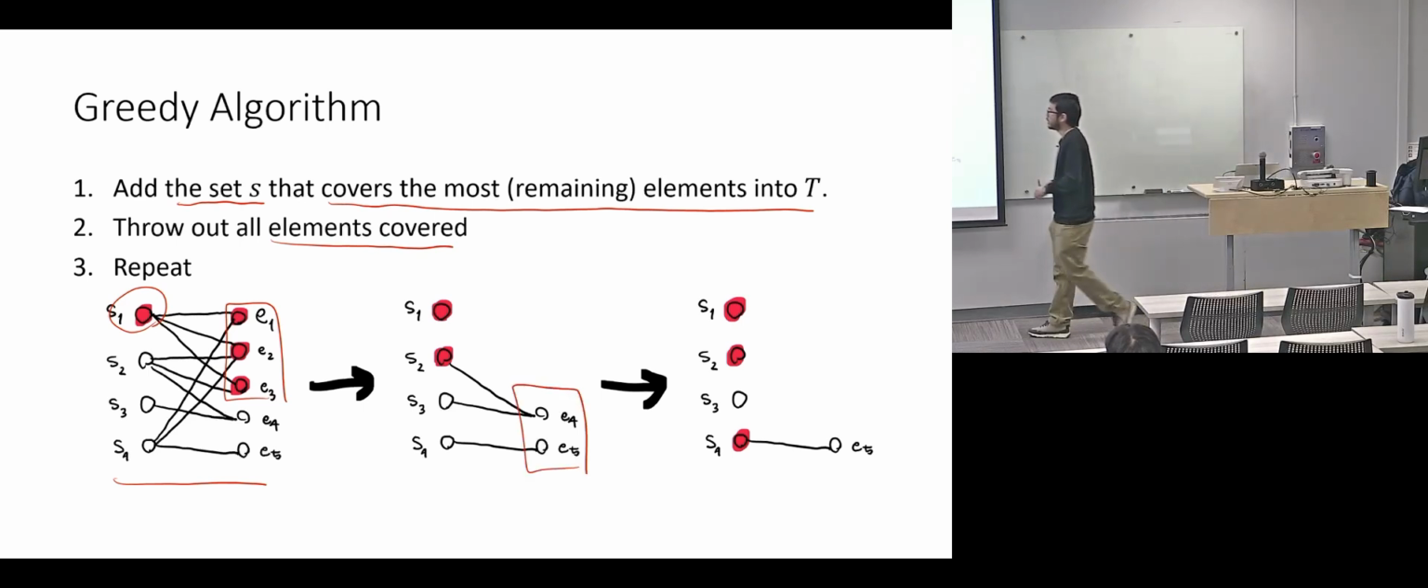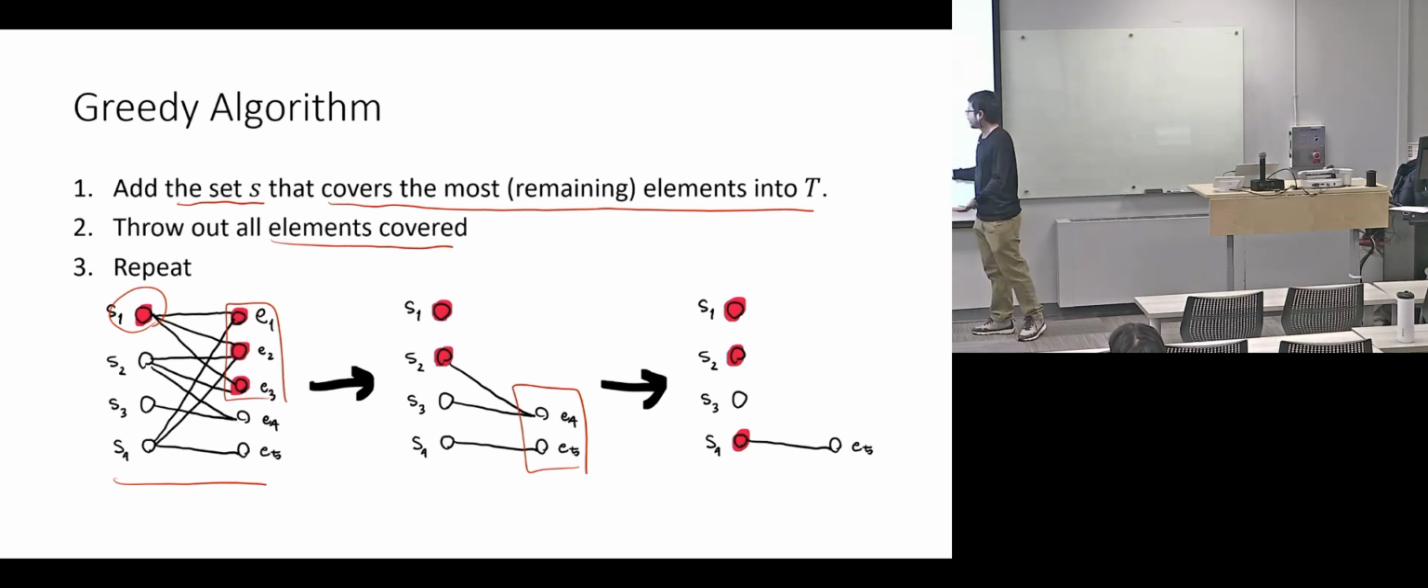Now there are just 2 elements left. So next I choose one set that covers the most of the remaining guys here, but each of the sets can cover just one element. You can choose any one. Let's say choose this one. Remove the covered thing, and then repeat. So clearly this gives you a set cover.